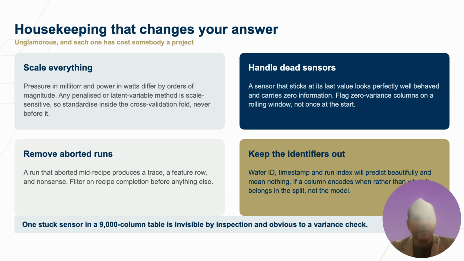Four pieces of housekeeping. They sound like footnotes. Each one has cost somebody a project. Pressure in millitorr, power in watts, flow in SCCM. Orders of magnitude apart. Every penalized or latent variable model is scale sensitive. Ridge penalizes large coefficients, and what counts as large depends on the units. So standardize. And standardize inside the cross-validation loop, never before it.